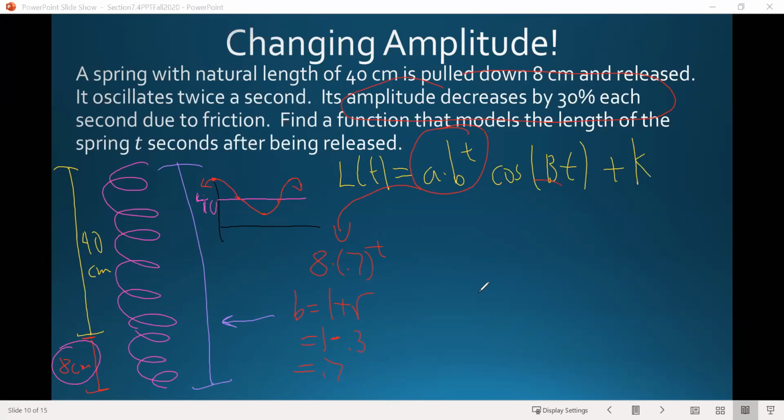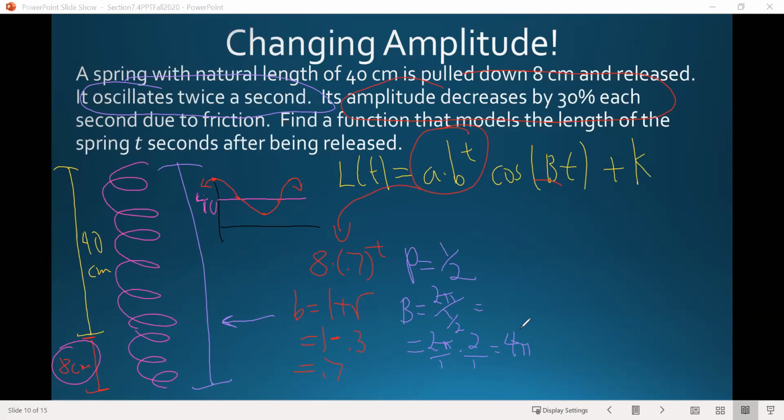Remember, to find the value for b, we need to know the period. Notice we're told that the spring oscillates twice a second, which means how long does it take to do one full oscillation? That's right, that would be a half a second. If it's doing it twice a second, that means a half a second is a single period. So we can use that to find b. So b will be 2 pi divided by that period, which is 1/2. If we divide that, it'll be 2 pi over 1 times 2 over 1, which will give us 4 pi for the value for capital B.